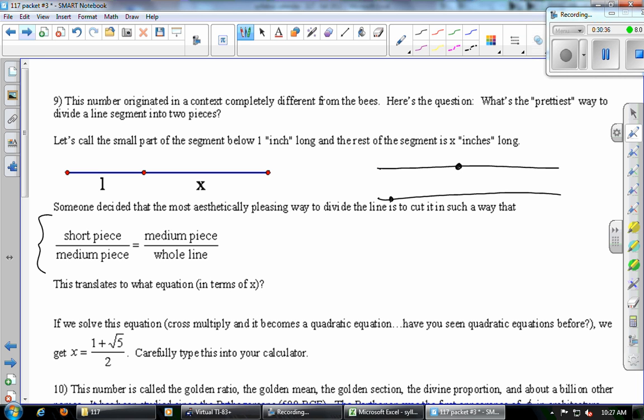You have the short piece, which is how much in my picture? The short piece is 1, divided by the medium piece. What's the medium? That's the x. And apparently we'll want that ratio to be the same as another ratio: the medium piece, which is x, divided by the whole line segment, which is 1 plus x. All right? So those are the pieces. Somebody decided that the right way to divide this line is to make it so that the short one to the medium one is the same as the medium one to the whole line. And it turns out that the answer that you get from solving this equation right here is 1.61803, etc. You want to divide the line so that the bigger piece is about 1.6 times the smaller piece.